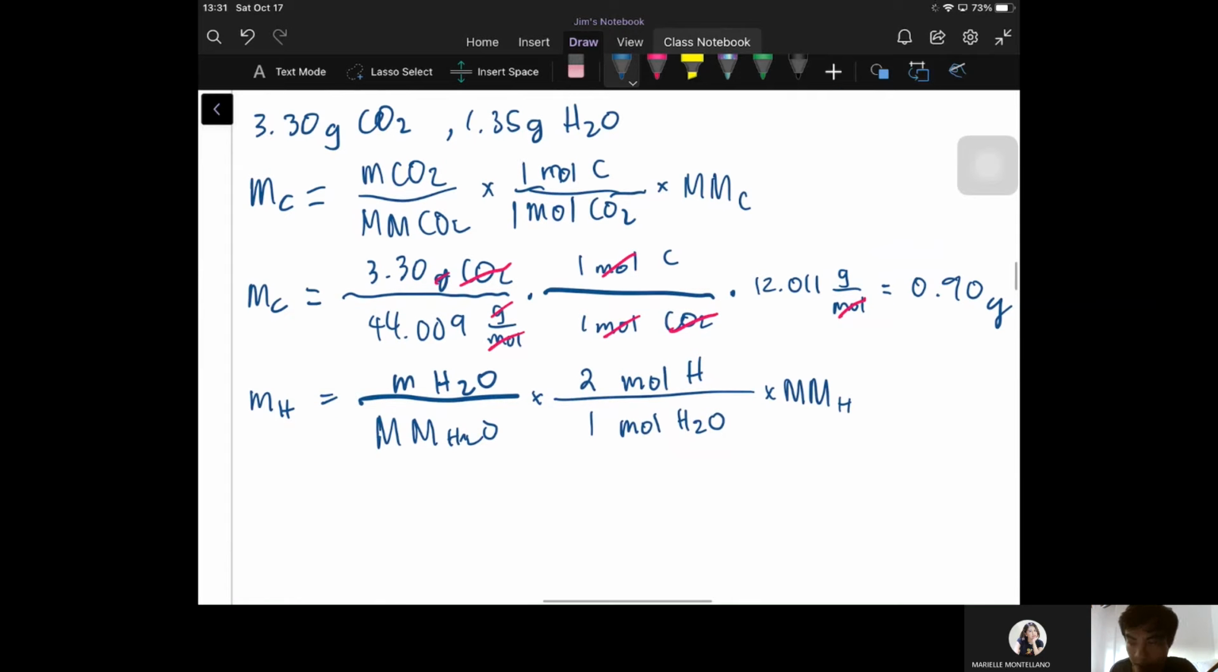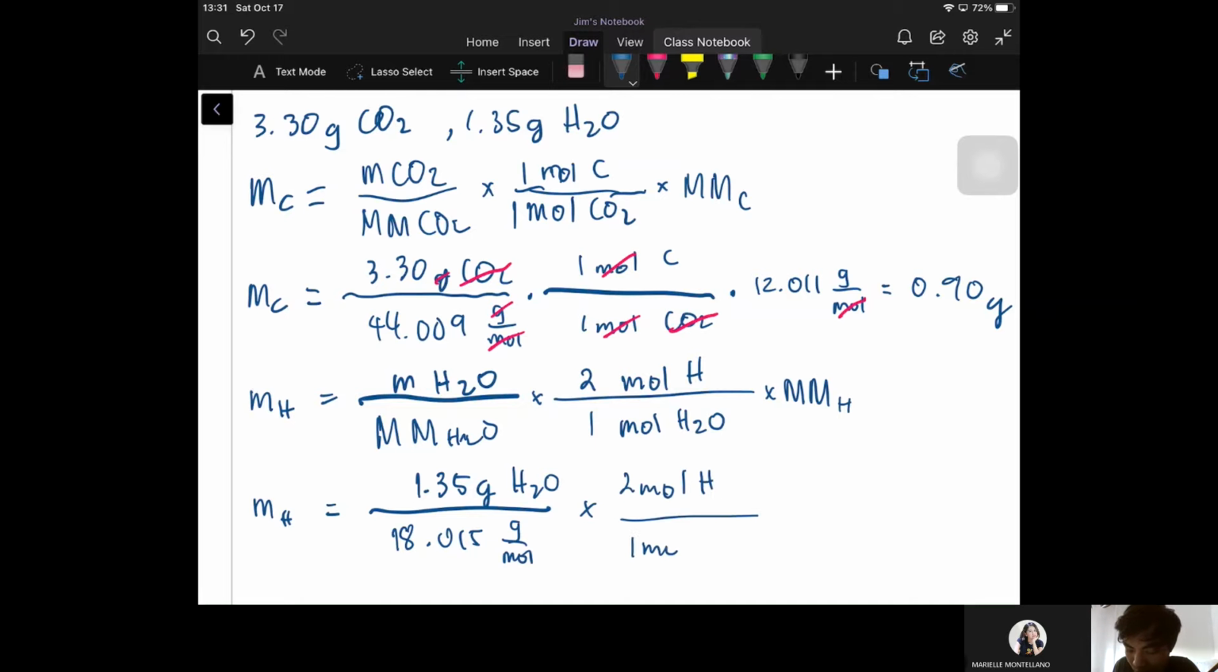So same lang sila ng format, no? So, kokopyahin nyo na lang talaga. Mass ng water is 135 grams. Molar mass ng water is 18.015 grams per mole. The rest, kopyahin mo na lang. 2 mole H, 1 mole H2O times the molar mass of hydrogen, 1.008 grams per mole.